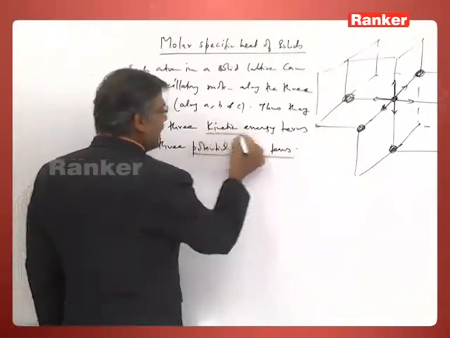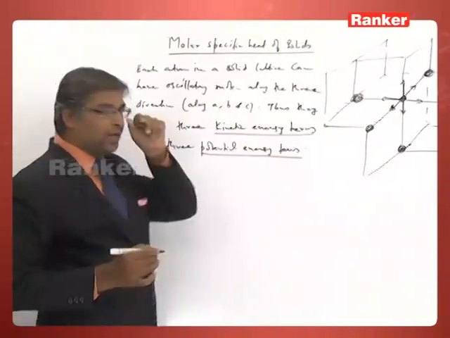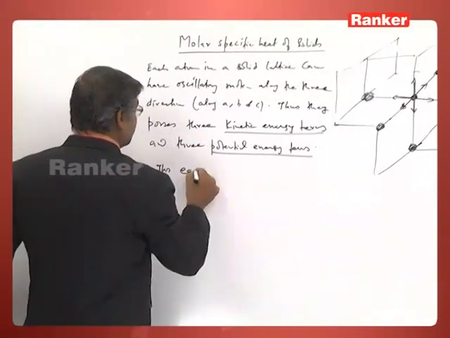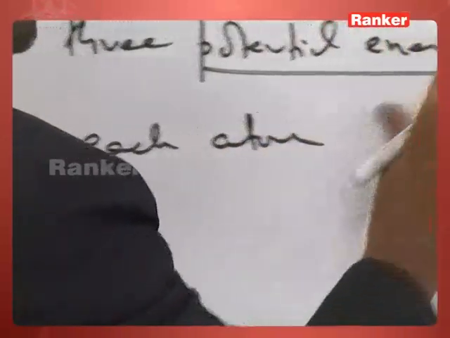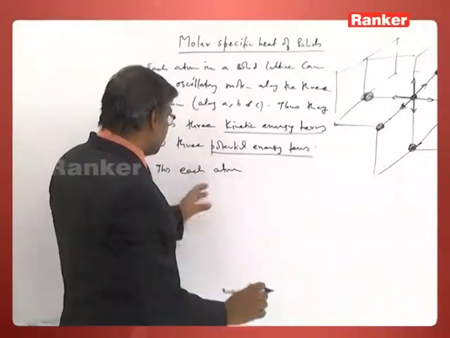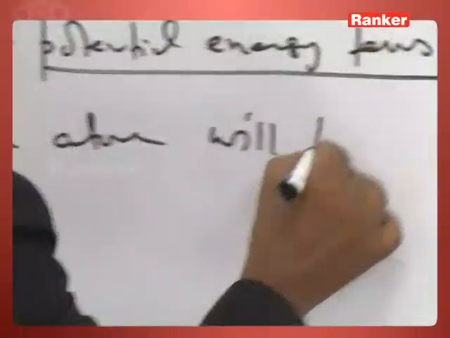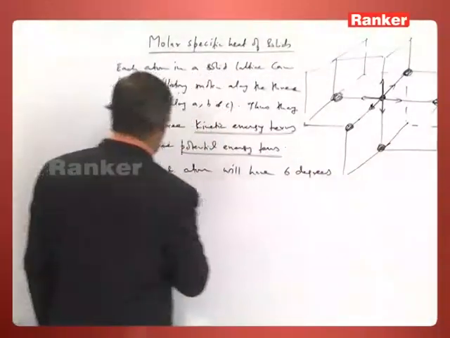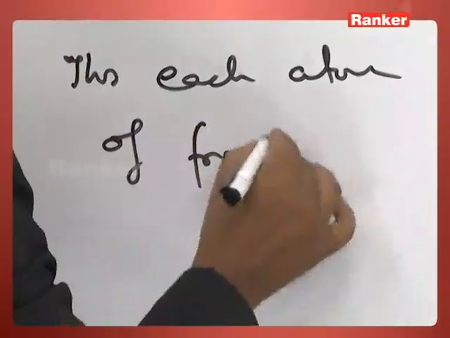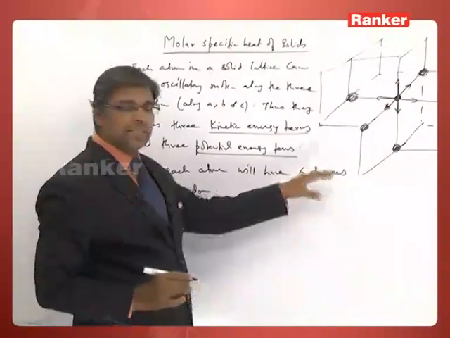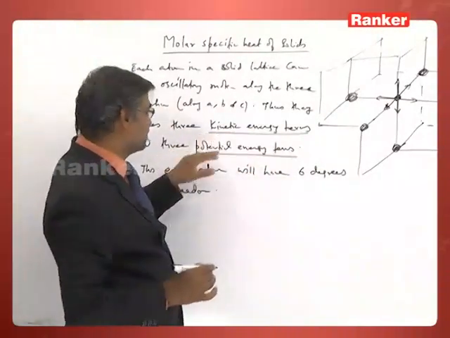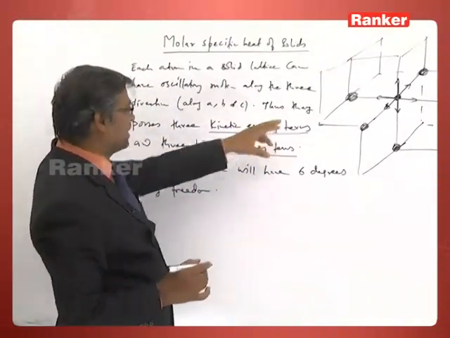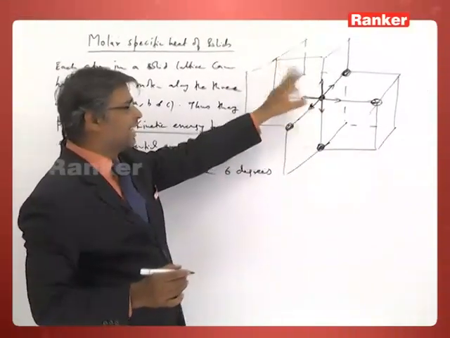Each degree of freedom is associated with each quadratic term, whether it is kinetic or potential. Thus each atom, we can have a molecule also, each atom will have 6 degrees of freedom, thus 3 kinetic energy terms and 3 potential energy terms. So total 6 degrees of freedom for each atom present at the lattice point, because they have 3 independent directions of oscillations.